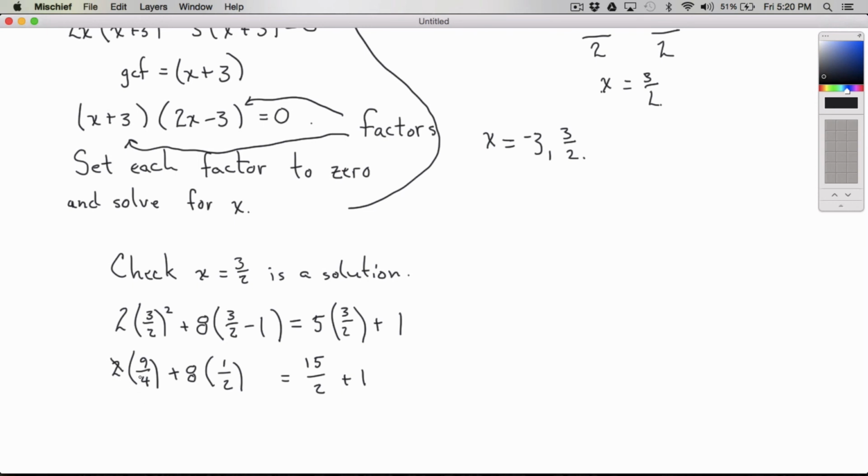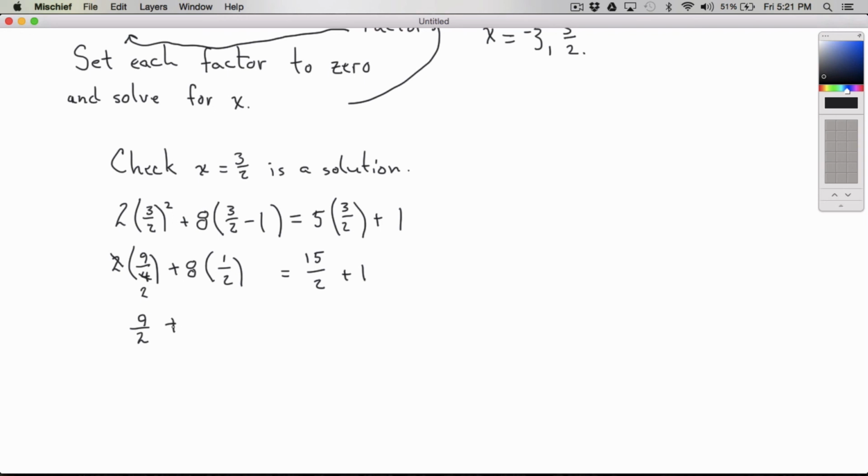Simplify, I can reduce the 2 and the 4. So now I have the problem of 9 halves plus, I'm going to just multiply the 8 times the 1/2 directly, so I have 8 halves equals 15 over 2. And remember that 1 is the same as 2 over 2. So in other words, I have that 17 halves is equal to 17 halves. Since we ended with a true statement, we know that x equals 3 halves is a solution to the equation. And, as you should try, check to make sure that x equals -3 is also a solution.